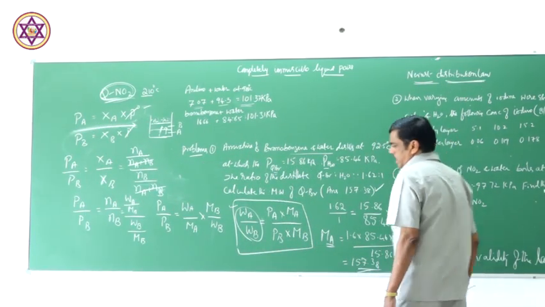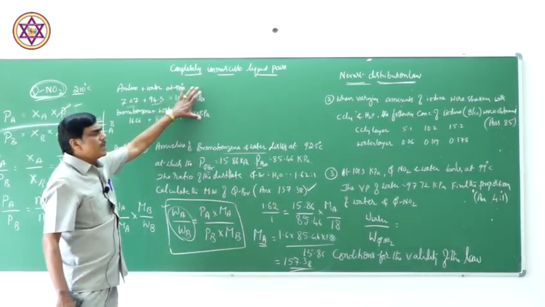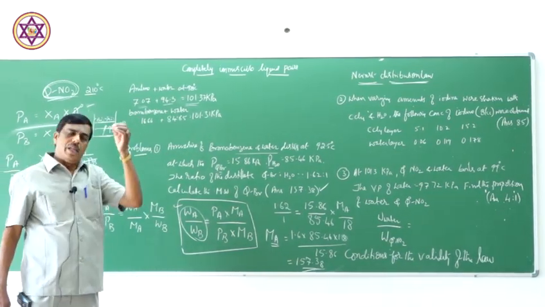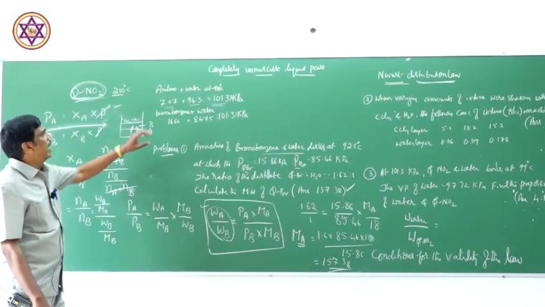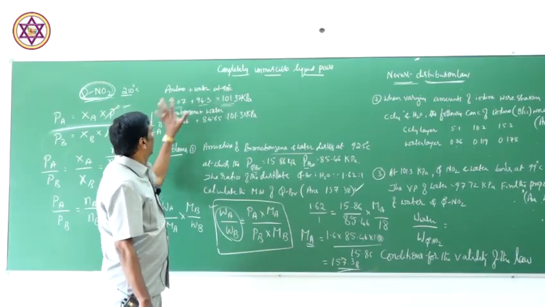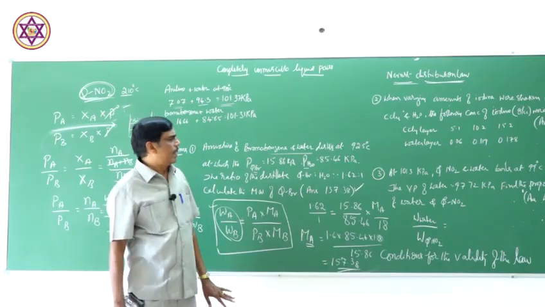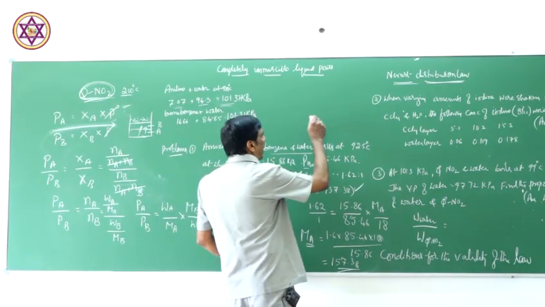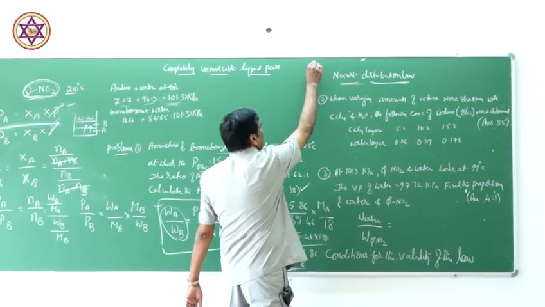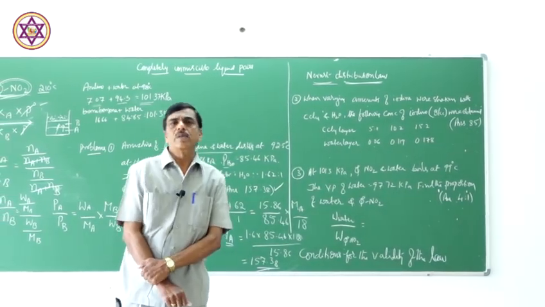Now, let us come to Nernst distribution law. So, this is about completely immiscible liquid pairs, examples of immiscible liquid pairs and distillation. For both the components, the boiling point is reduced and they can be separated, and it is possible to calculate the weight fraction and molecular weight. That is the detail that we have to study about completely immiscible liquid pairs. Now, come to the next topic, that is Nernst distribution law.